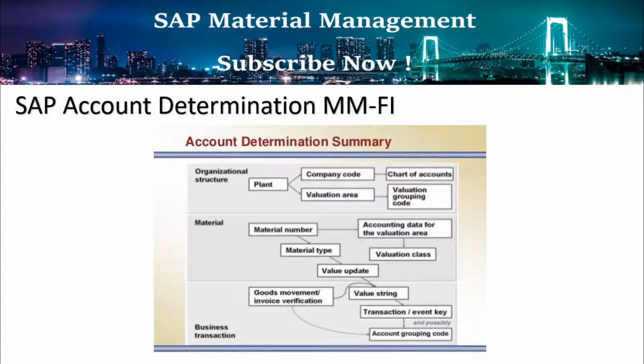For example, in the standard system, we have value string WE01 that is assigned to goods receipts for standard and subcontracting purchase orders without account assignment concerning evaluated material into stock.